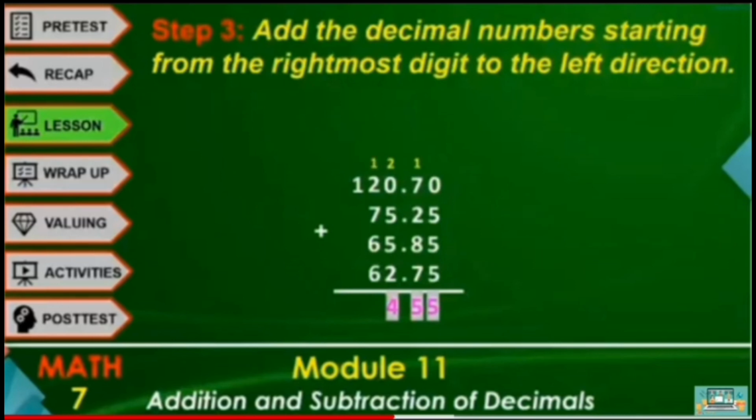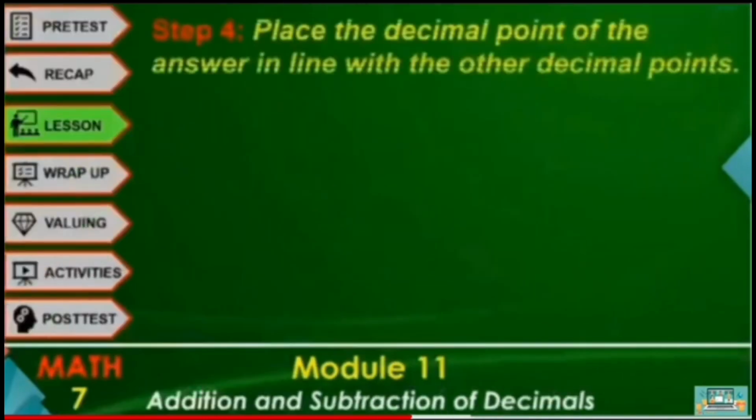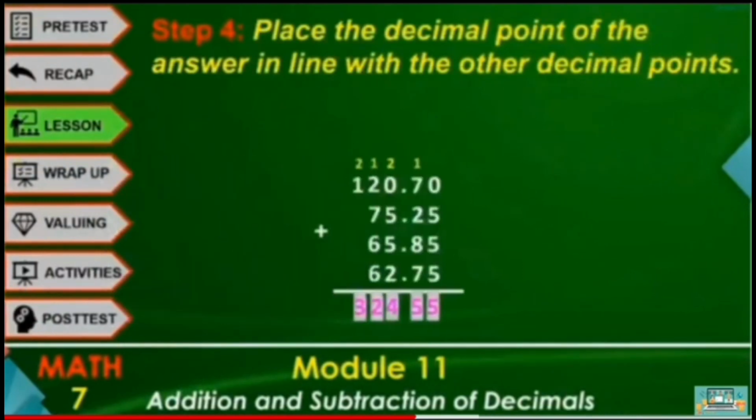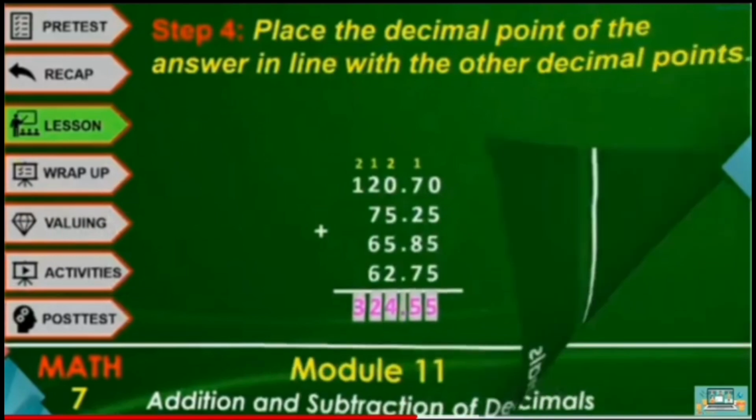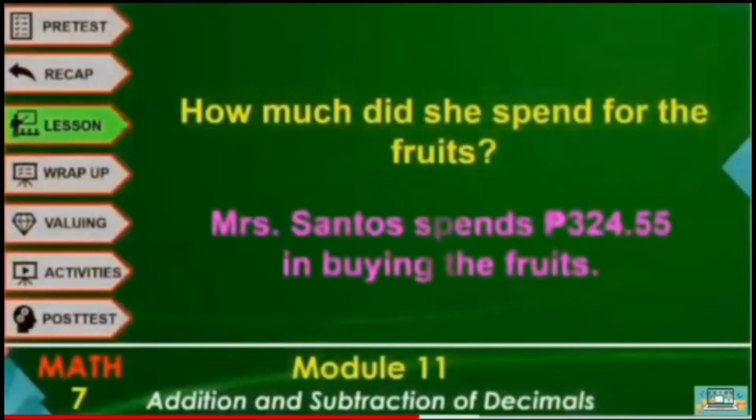1 plus 2 plus 7 plus 6 is equal to 22. Bring down 2, then carry 2. 2 plus 1 is equal to 3. So bring down 3. Place the decimal point of the answer in line with the other decimal points. How much did she spend for the fruits?